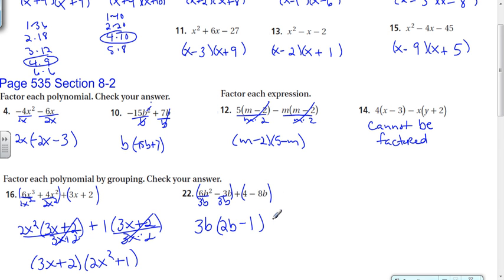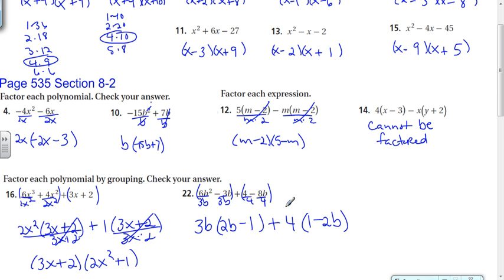The greatest common factor between 4 and 8 is 4, so I can divide out a 4. 4 divided by 4 is 1. Negative 8b divided by 4 is negative 2b. And then 2b minus 1 and negative 2b plus 1 are opposites.